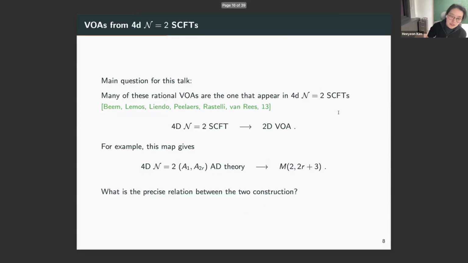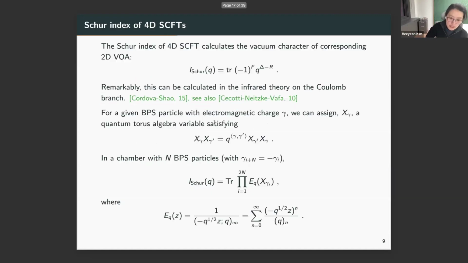So the operators that participate in this 2D vertex operator algebra come from the so-called Schur operators in 4D N=2 SCFTs. These are a class of operators that pass the cohomology with respect to a certain combination of the supercharges in a 4D N=2 superconformal field theory. And then the Schur index of this 4D N=2 superconformal field theory calculates the vacuum character of the corresponding 2D vertex operator algebra, which is defined by this.